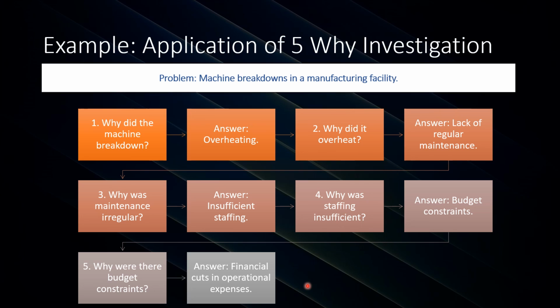So now you can say the machine breakdown in the manufacturing facility is caused by overheating, and specifically due to the lack of regular maintenance. In such a way you can perform the 5 why analysis. Here I have given one normal example, so it may be a different cause based on the problem statement, right?